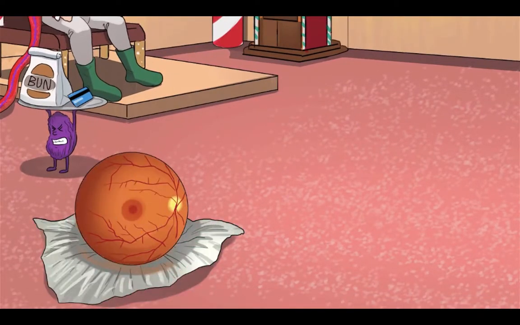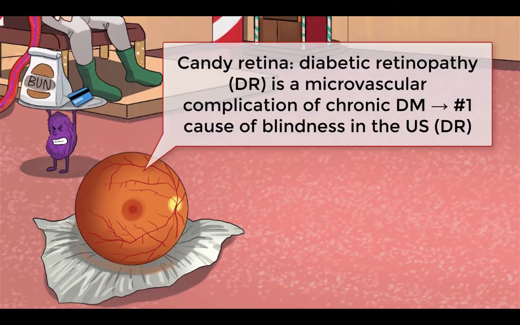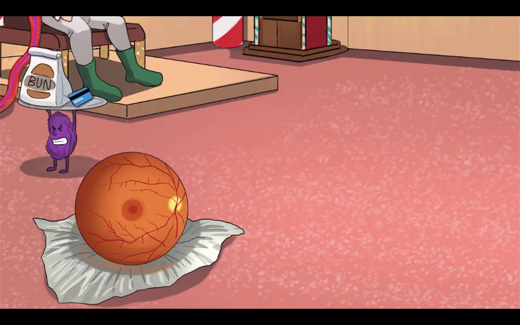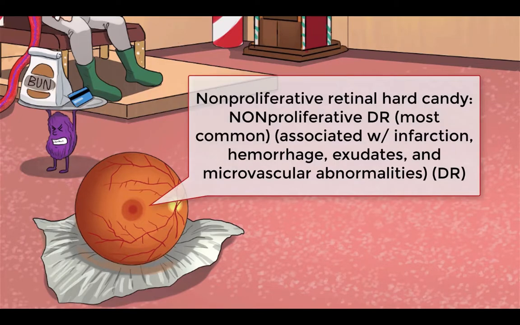Let's now move on to another complication you're likely to see: diabetic retinopathy. This is the most common cause of blindness in middle-aged patients. Diabetic retinopathy is a highly specific microvascular complication of diabetes. Its development is strongly related to both the duration of diabetes and the level of glycemic control. Other factors associated with diabetic retinopathy include hypertension and dyslipidemia. There are two types of diabetic retinopathy: non-proliferative and proliferative. Non-proliferative retinopathy accounts for the majority of cases.